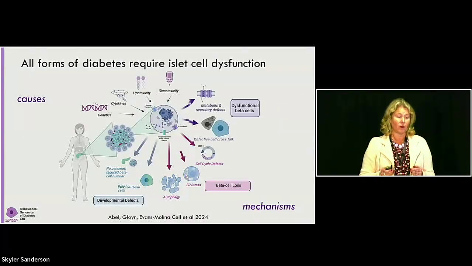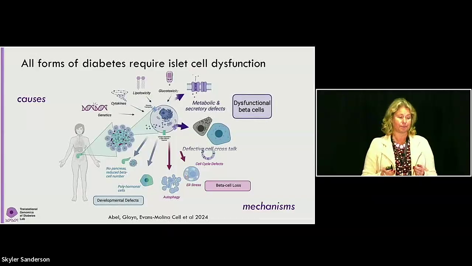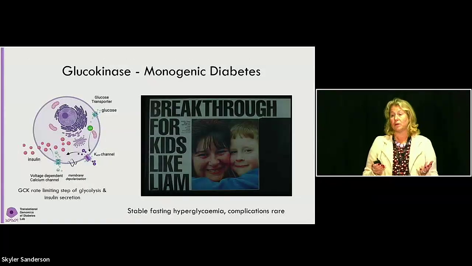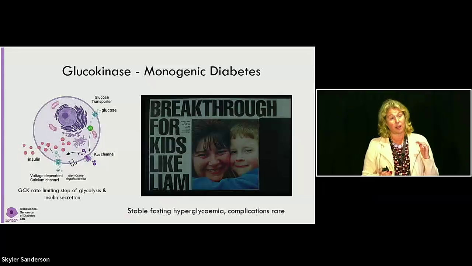So finally, what about dysfunctional beta cells? Well, some of you in the room will know about monogenic forms of diabetes, and one of the most common genetic etiologies there are defects in the enzyme glucokinase. This is the key step in glycolysis in the beta cell that links glucose metabolism to insulin release.